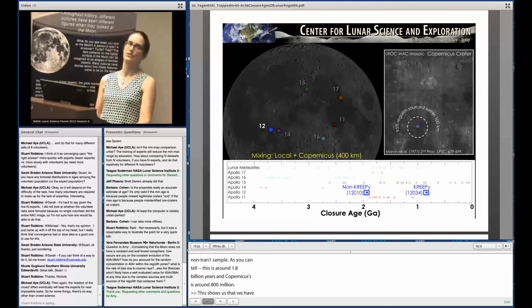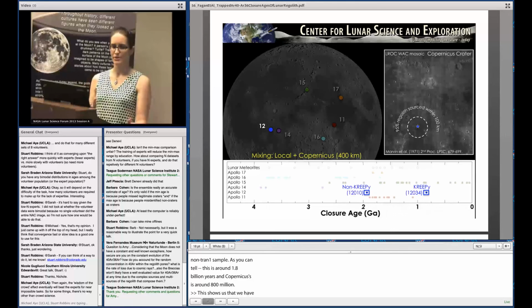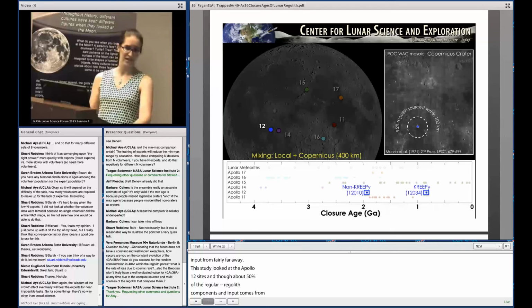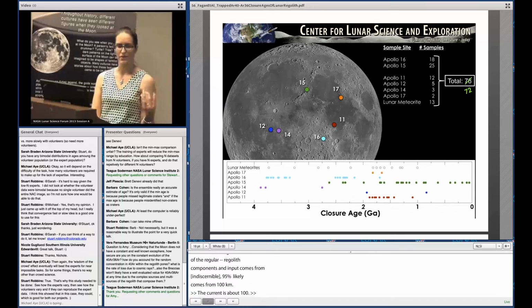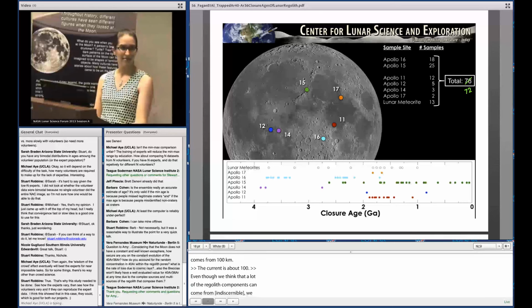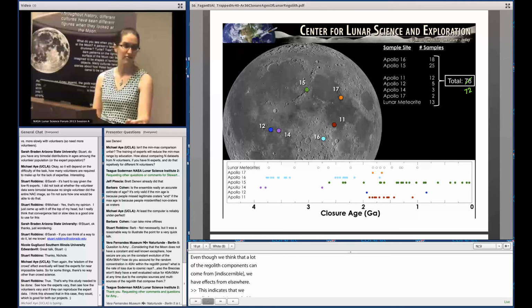Marvin et al. in 1971 looked at the Apollo 12 site, and although about 50% of the regolith components and input come from about 3 kilometers away, 95% of the regolith likely comes from within 100 kilometers. Well, Copernicus is about 400 kilometers away. So even though we think that a lot of the regolith components can come from fairly close by, we clearly do have some effect from elsewhere. And this is indicating that we probably have mixing going on with a lot of the Apollo stations.